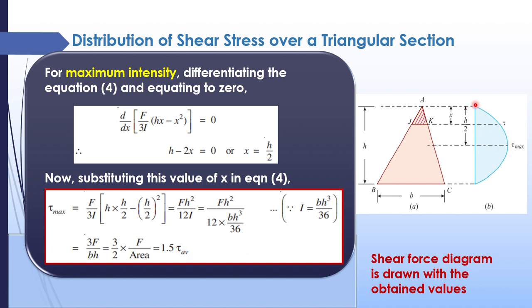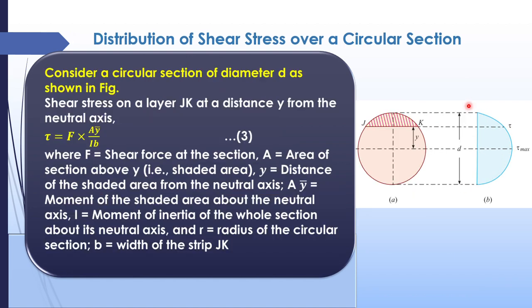When we provide x equal to 0, we will get the minimum shear stress, that is 0. Got it? So this is the shear stress distribution diagram for a rectangular beam.